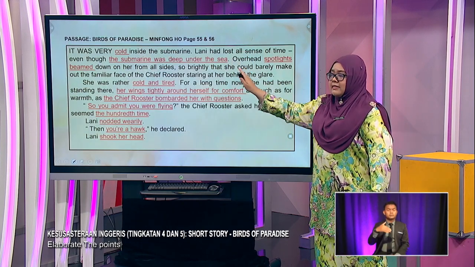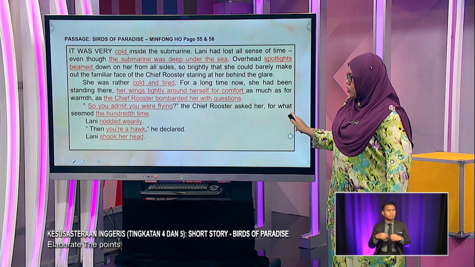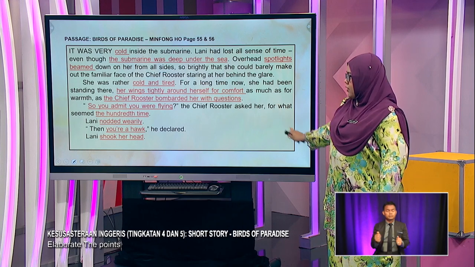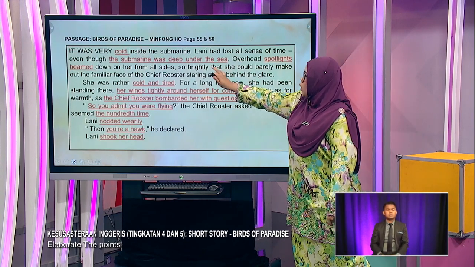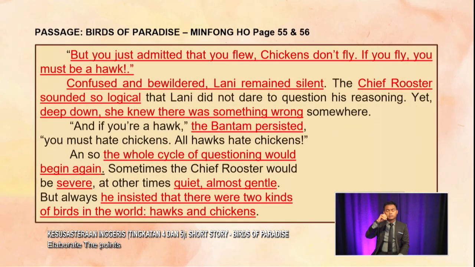So we've already just now highlighted some of the words, some of the key phrases when you are unpacking this passage. So these are the words that we have unpacked. So using all of these evidences, okay? In this whole passage, you have the word coal, you have the submarine, you have the spotlights, you have Lani finding herself comfort, but then being interrogated by a bombardment of questions again and again. What is the accusation? That she is a hawk, all right? And then she said she did want to fly, but she's not a hawk. But from that on, the chief rooster felt that that is her admitting her guilt.